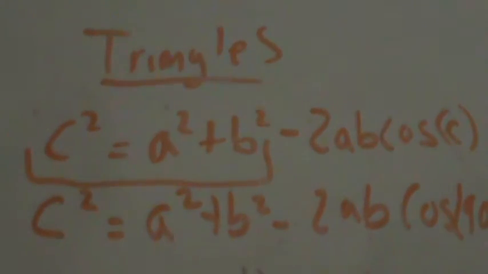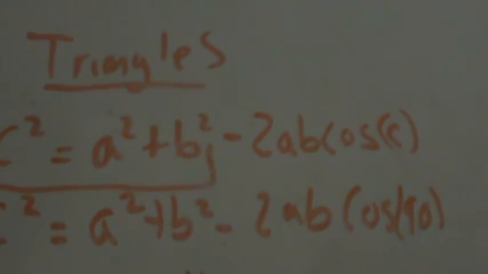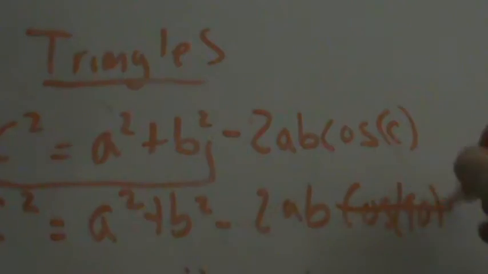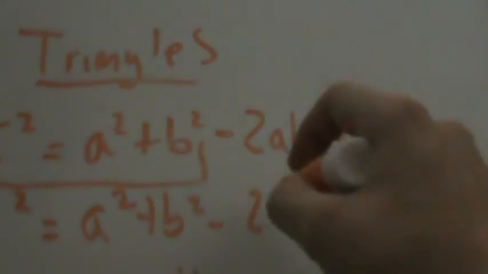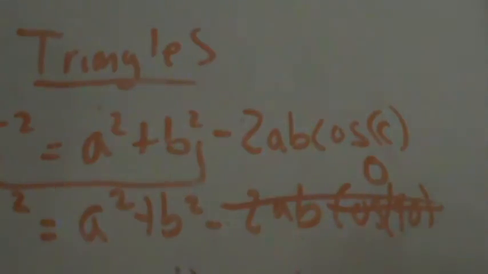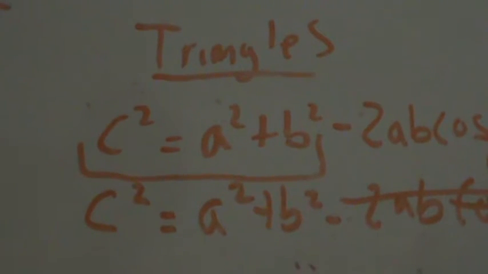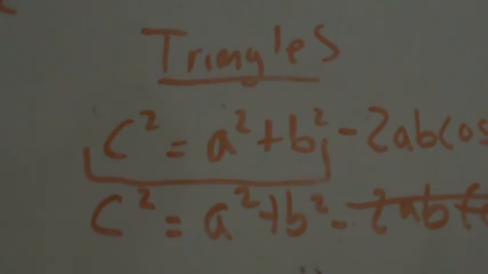But what is cosine of 90? Cosine of 90 is 0. So this whole thing being multiplied together just becomes 0. So what do we have left here? And why is this the formula for sides of a right triangle? That's because you're assuming that because it's a right triangle, the angle that is opposite of your hypotenuse is 90 degrees. So that's why you get this idea.